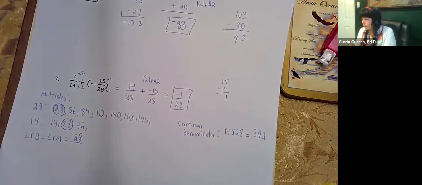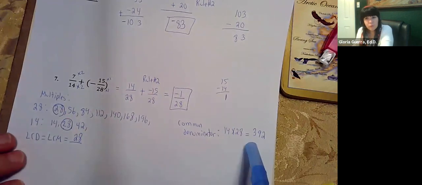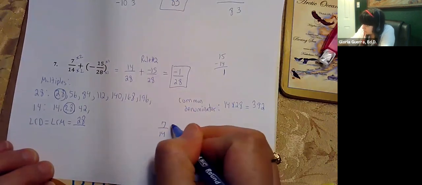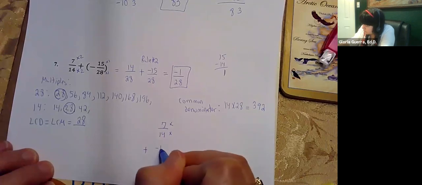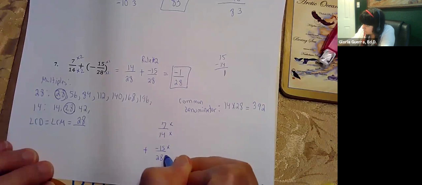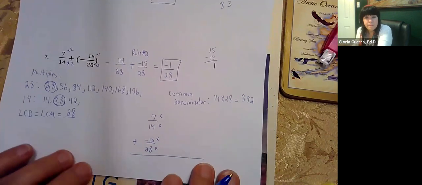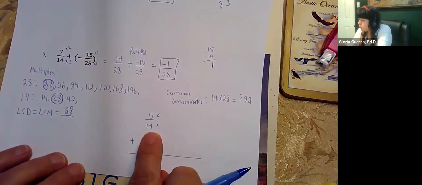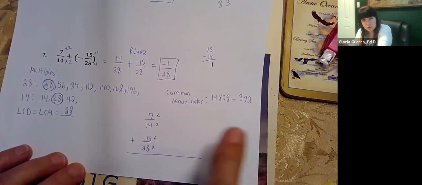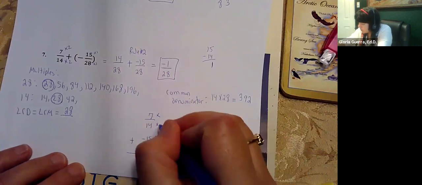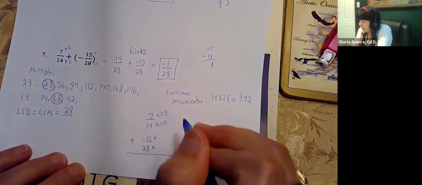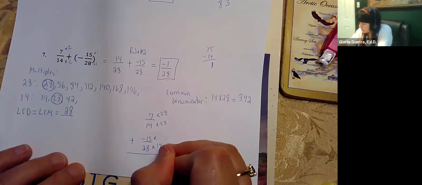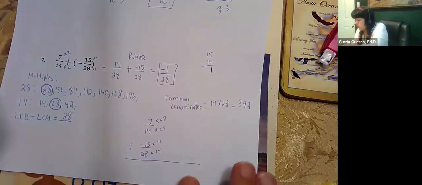Okay. Now, again, if you want to use the 392, I'll rework that down here using the 392. You want to do that? Okay. So you're like, okay, 14 times what is 392? And so remember, you use each other's factor. So that means 14 times 28 will go here. And then 28 times what is 392? Well, 28 times 14. So you use each other's factor. You just get really big numbers.